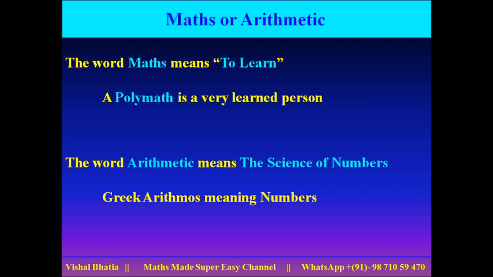Let's look at what the word arithmetic means. The word arithmetic means the science of numbers, and it comes from the Greek word arithmos, which literally translated into the English language means numbers.